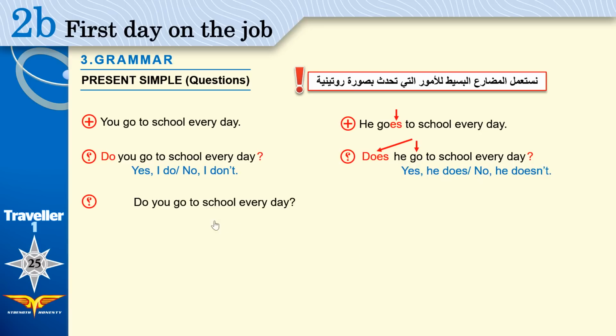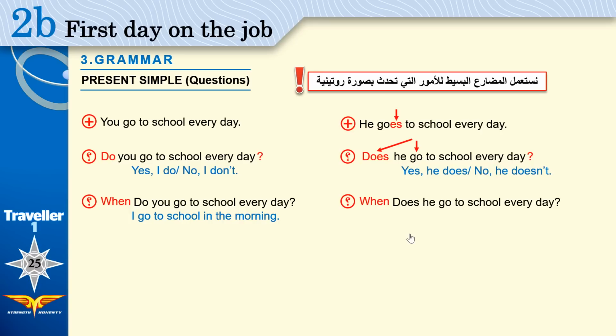Now, I'm gonna show you one last magic trick. This one will blow you away. Do you go to school every day? It's exactly the same question as this one. But watch what I'm gonna do next. Abracadabra. Boom! When do you go to school every day? Now, it's a WH question. You don't answer with yes or no. I'm asking about the time you go to school every day. You answer by saying, I go to school in the morning. I go to school at 7 o'clock. The only difference, we copied everything from here and we added when.